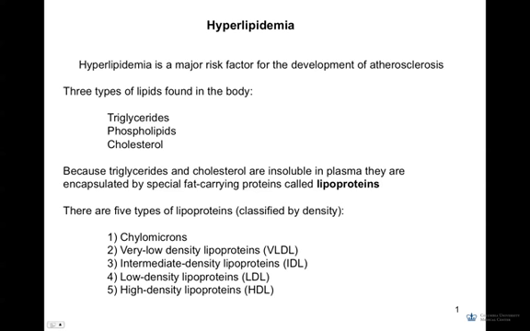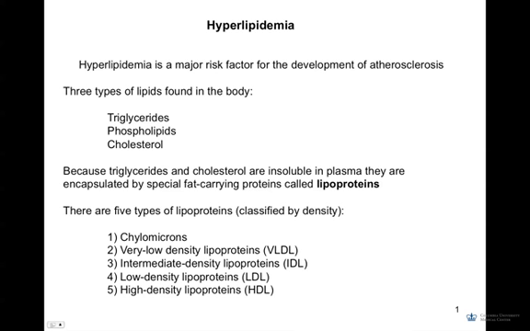So there are three types of lipids found in the body. We've got triglycerides, phospholipids, and we have cholesterol. Because triglycerides and cholesterol are insoluble in plasma, they are encapsulated and travel through the bloodstream by special fat-carrying proteins called lipoproteins. And lipoproteins, as we'll see in just a moment, are really elaborate packages that allow us to carry these types of lipids through the body.